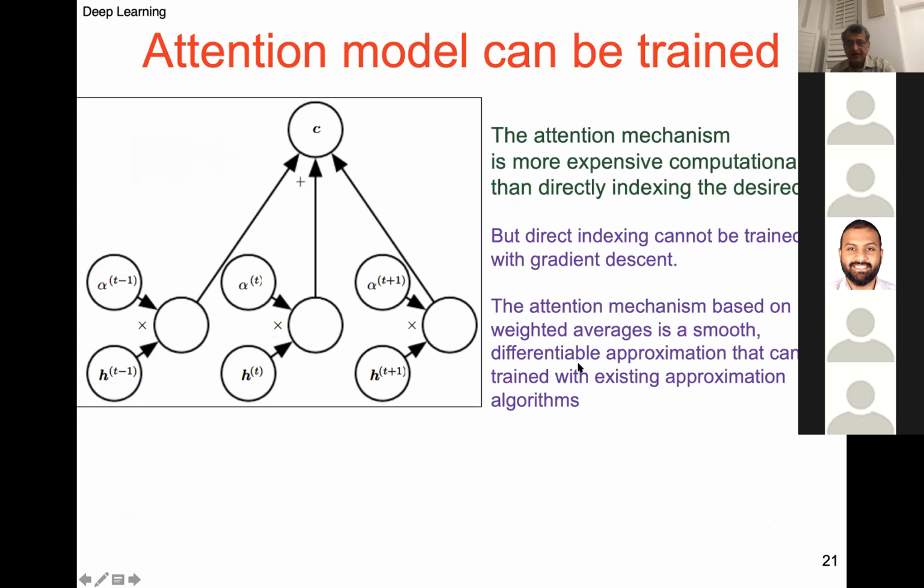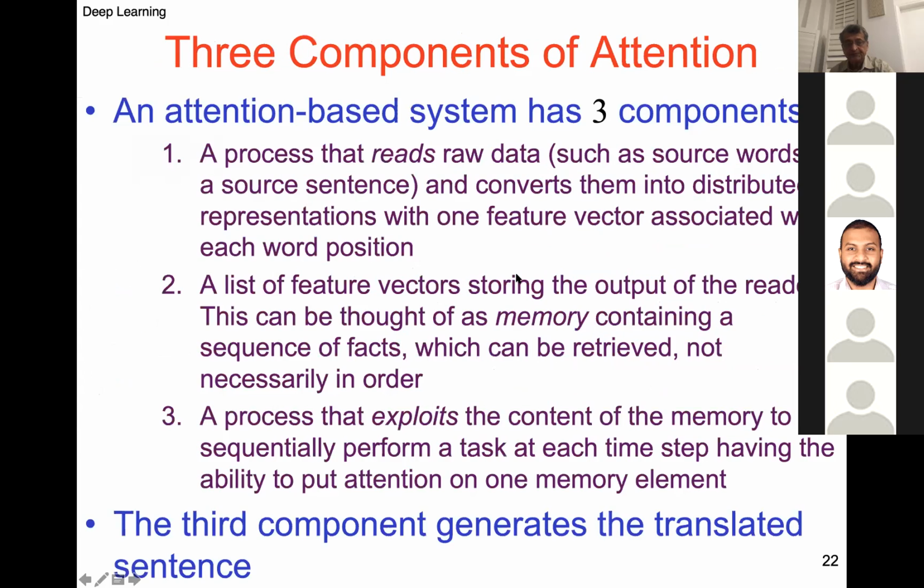Attention model can be trained. The attention mechanism is more expensive computationally than directly indexing the desired edge. But direct indexing cannot be trained with gradient descent. And the attention mechanism based on weighted average is a smooth differentiable approximation that can be trained with existing optimization algorithms. So all of this is trained with backpropagation to learn even the weights over here.